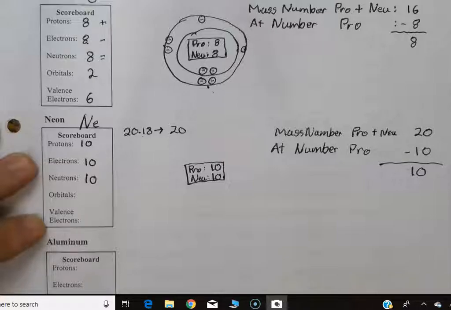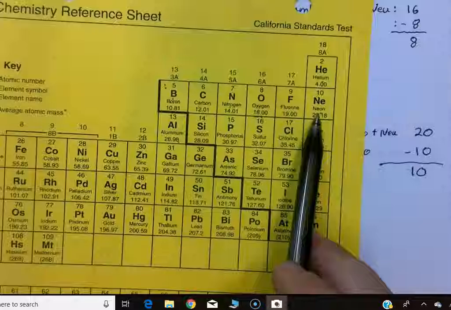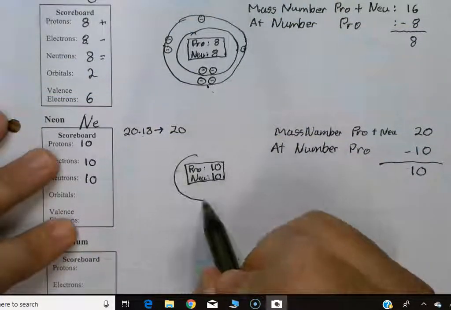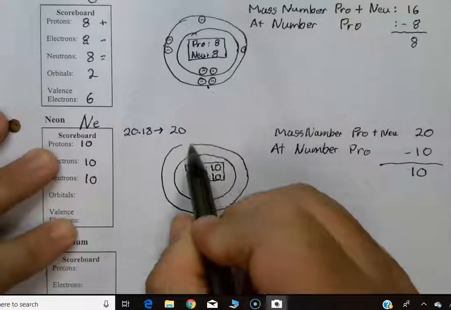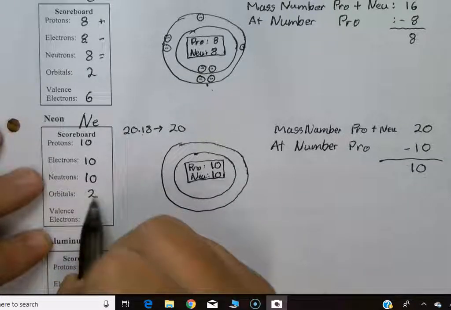Okay, orbitals. Just as with the case of oxygen, neon is in the second row. That means it has 2 orbitals. So we draw those around like this. And we'll put that in the scoreboard as well.